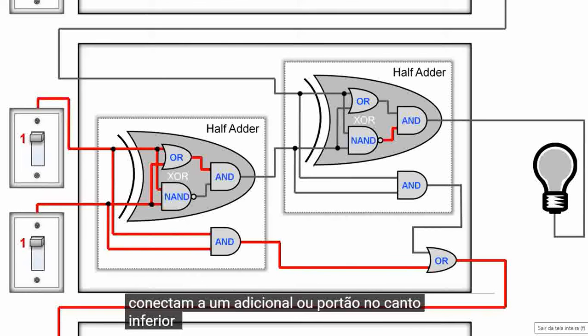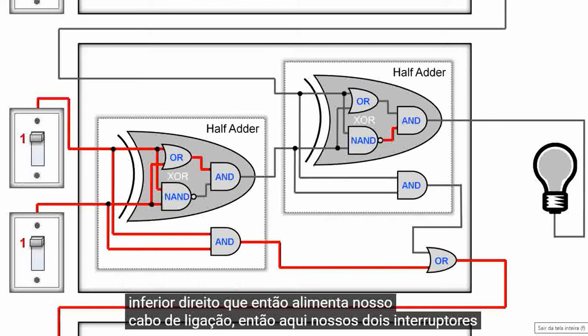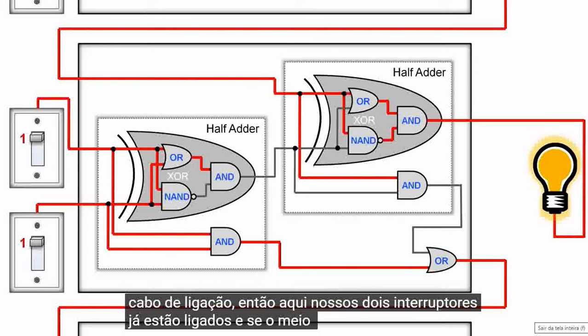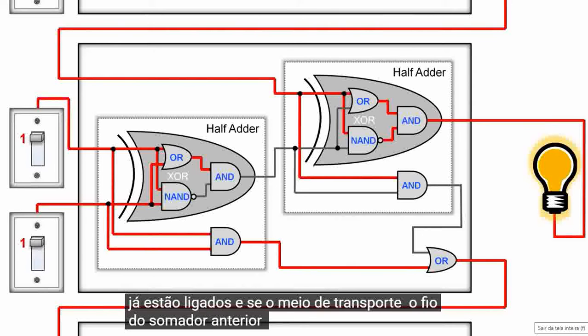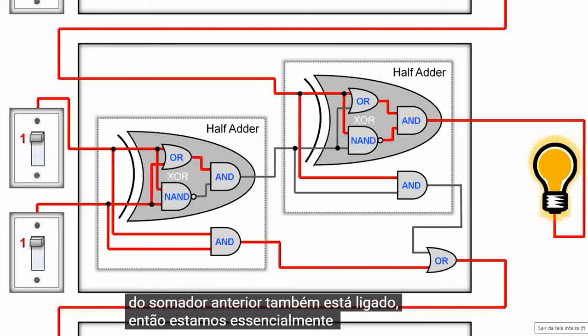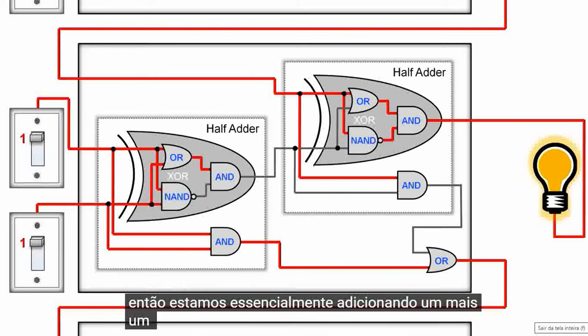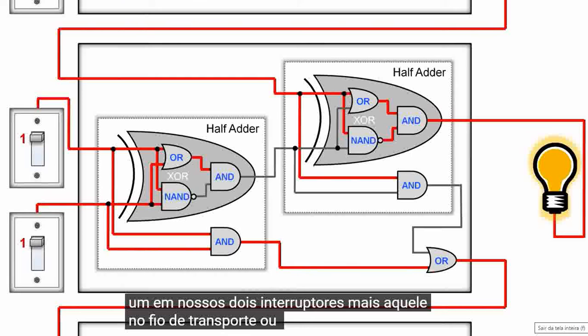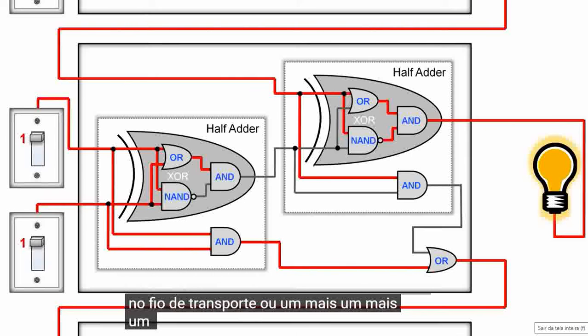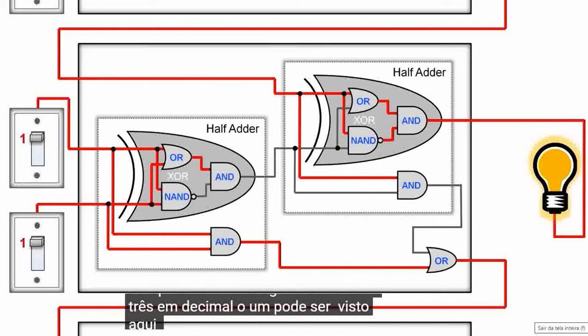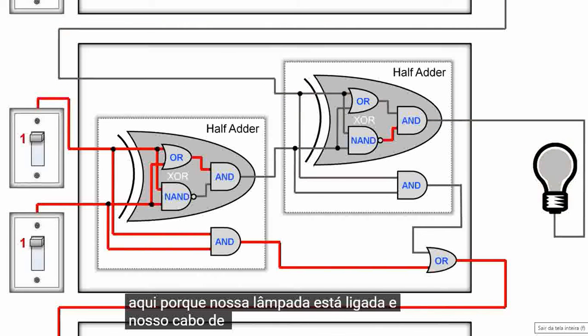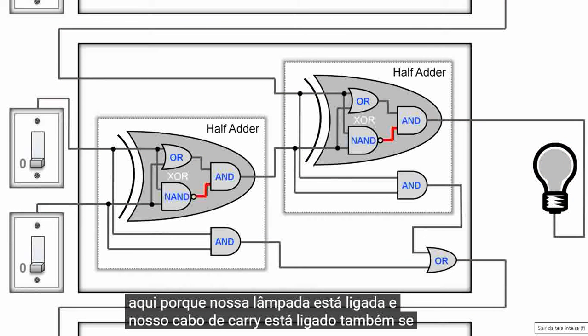So here our 2 switches are already on, and if the carry-in wire from the previous adder is also turned on, then we are essentially adding 1 plus 1 on our 2 switches plus the 1 on the carry-in wire, or 1 plus 1 plus 1, which in binary equals 1, 1, or 3 in decimal. The 1, 1 can be seen here because our light bulb is on and our carry-out wire is on as well. If we turn off the carry-in wire and turn off our 2 switches, then our output wires are off as well.